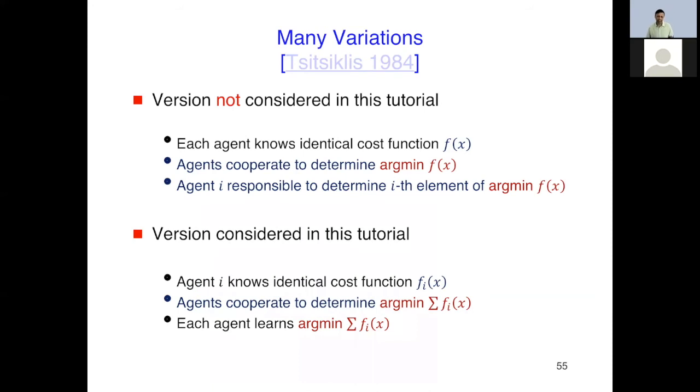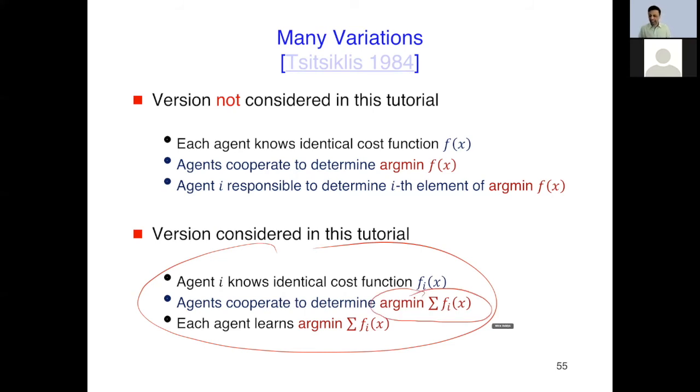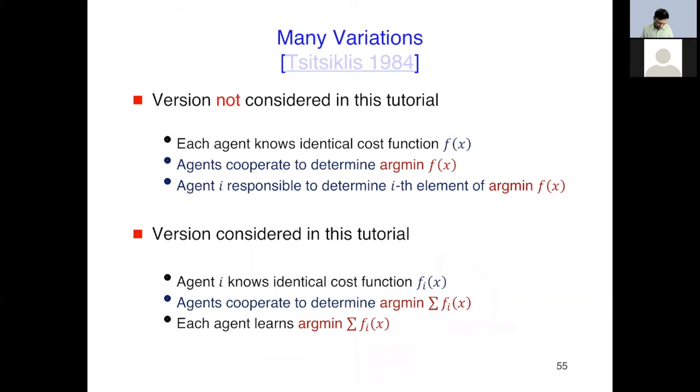The variation that we will consider here is compatible with everything we discussed so far. At the bottom here, agent i knows function fi. It doesn't know the other cost functions of other agents. And the agents are going to cooperate to find argmin of the summation of all the local cost functions. In fact, all the agents will learn that solution that they're computing collaboratively. So in effect, what they achieve is something called consensus.